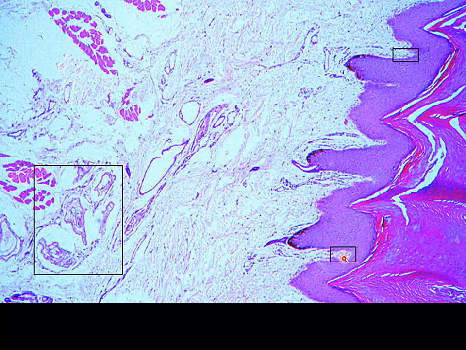And I believe we're going to have a higher mag view of one of our corpuscles in this region. In our dermal papillae, this is where we're going to expect to see our Meissner's corpuscles, those mechanoreceptors to pressure and touch.